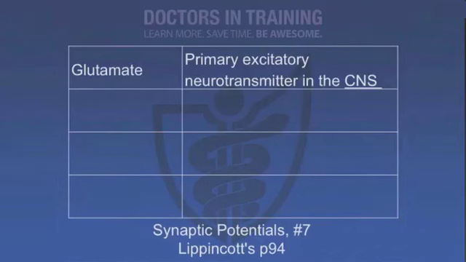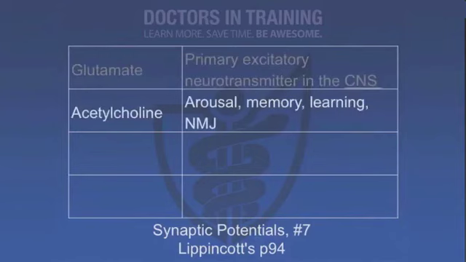So the excitatory neurotransmitters include glutamate, which is an amino acid. It's the primary excitatory neurotransmitter in the CNS. There's acetylcholine, which is involved with arousal, memory, learning, and it's also involved at the neuromuscular junction, as you remember. A deficiency of acetylcholine is associated with Alzheimer's disease or Huntington's disease.